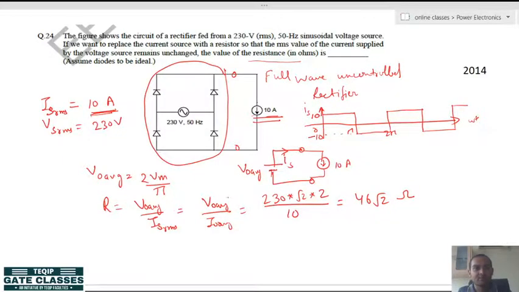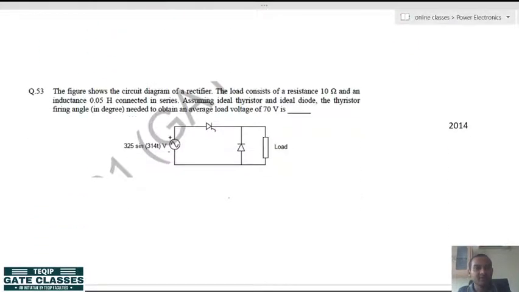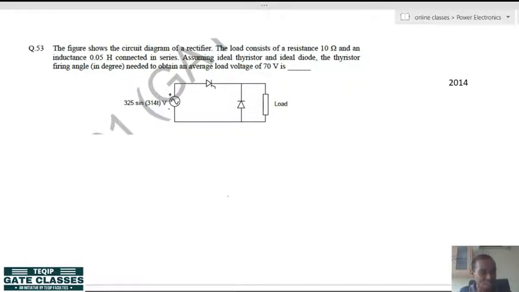So, let us move on to the next question. Again here a rectifier is given; it is a single phase half wave controlled rectifier with freewheeling diode. Here you can see the load consists of R equal to 10 ohm and L equal to 0.05 Henry. Assuming ideal thyristor and ideal diode, the thyristor firing angle in degrees is needed to obtain an average load voltage of 70 volts.